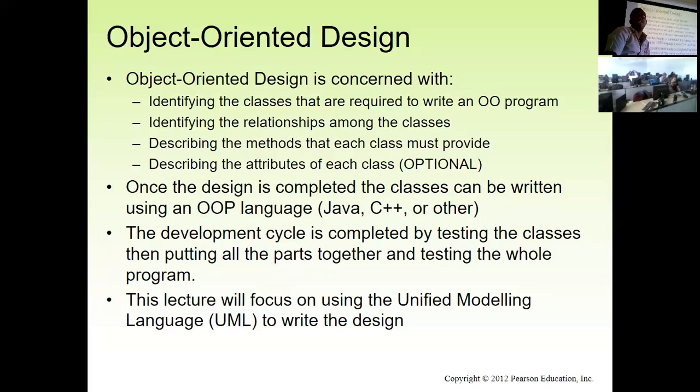Now, once the design is completed, the classes can be implemented using some language such as C++ or Java. Java is our preferred language for this time around. Of course, I mentioned that you have to test, right? And the first part of testing is testing each actual class, right? And then you can put them all together and test them to see if they work, right? When you integrate them. So we're going to focus on UML as a language for writing your design.